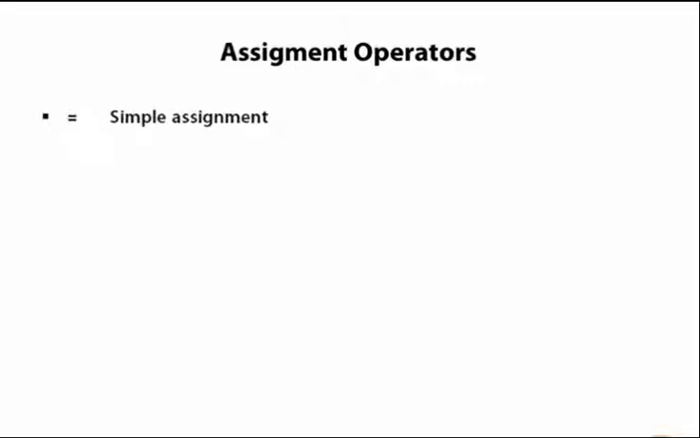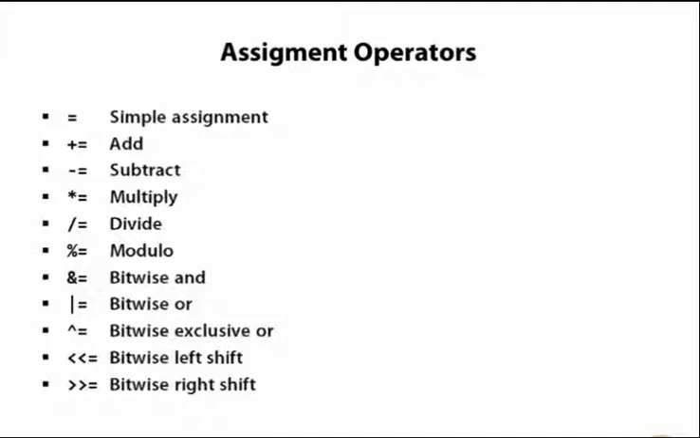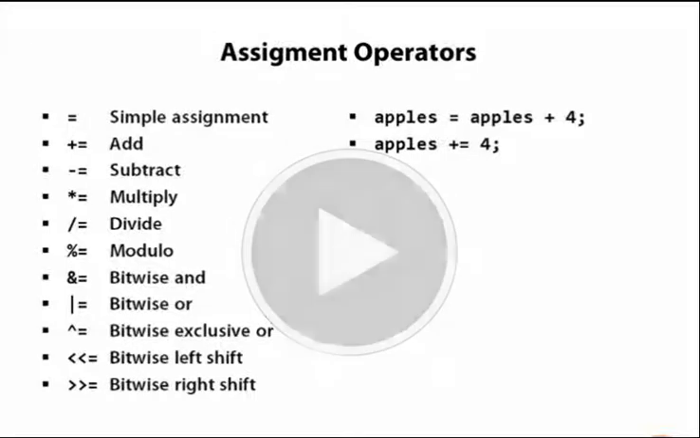The remaining assignment operators are essentially contractions, so you could write apples equals apples plus 4, or you could more concisely but equivalently write apples plus equals 4. The latter is preferred not only because it's concise, but because in some cases the left operand, in this case apples, isn't always such a simple expression. The compound forms of assignment ensure that this operand is only evaluated once.